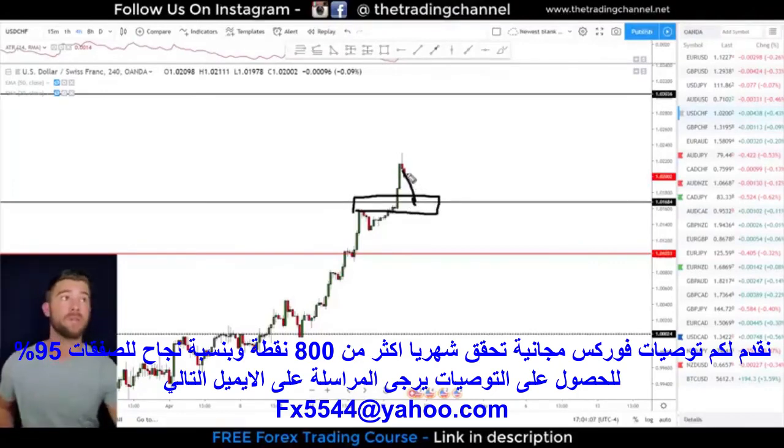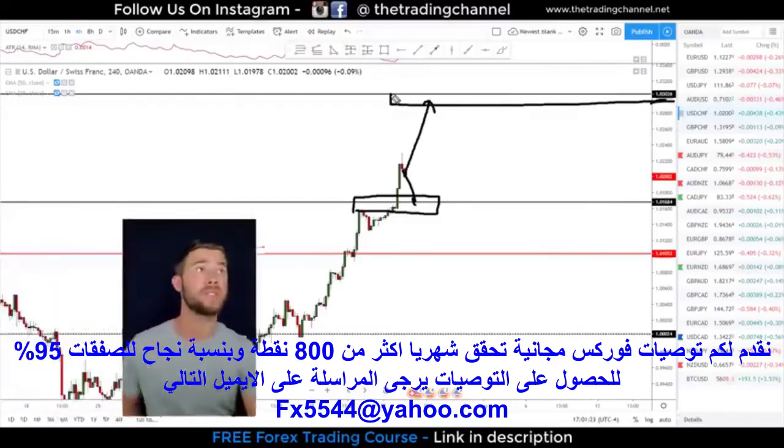If we don't get a pullback, this market continues to rally in a major way, then the next level we're looking at for possible resistance, for a possible counter trend move, is around 1.3, even 1.303, and that little zone will be the next level of possible resistance for the dollar Swiss.